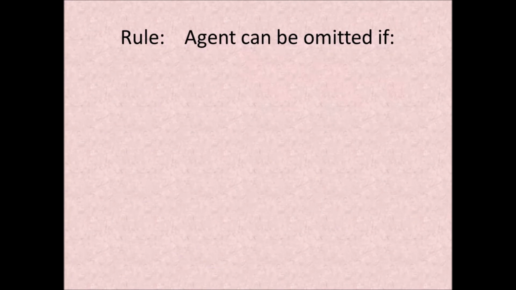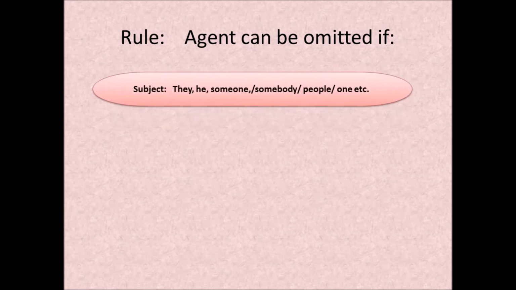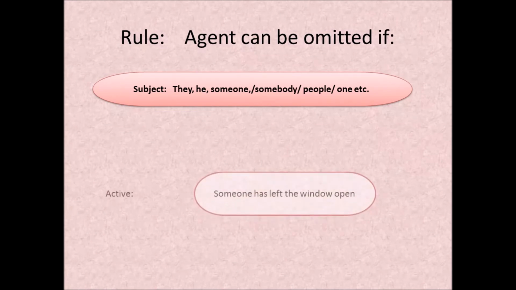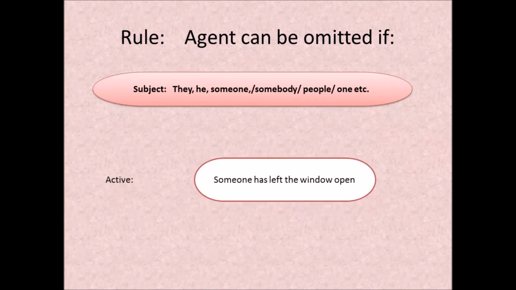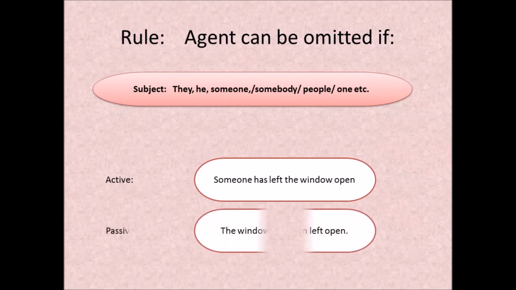There are some rules used in the passive voice. The agent can be omitted when the subject is they, he, someone, somebody, people, one, etc. So, somebody has left the window open, then in passive: the window has been left open.